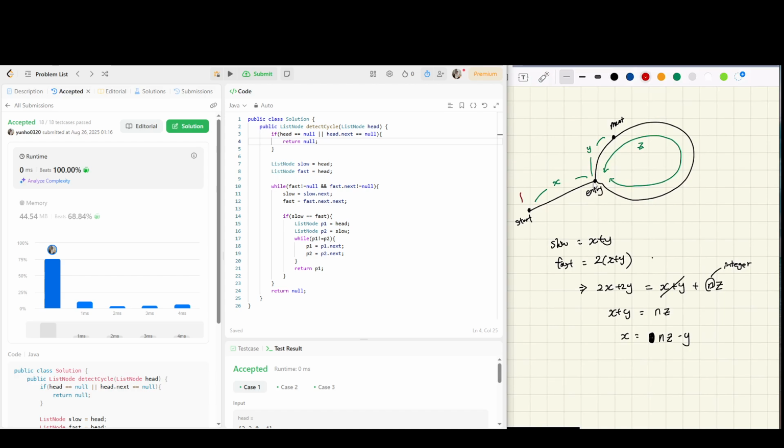So we had pointer 1 here and pointer 2 here. By the time pointer 1 moved x, pointer 2 would have also moved x, because we're incrementing by 1 for each. So when pointer 2 moves x, it would have moved n number of full cycles minus y. If you do n full cycles, no matter how many, you're going to stop here, the end of the cycle. And then if you do minus y, that's the entry point. And that's the logic behind it.